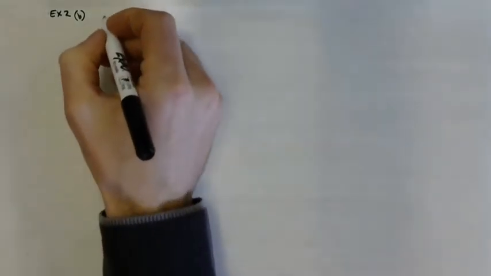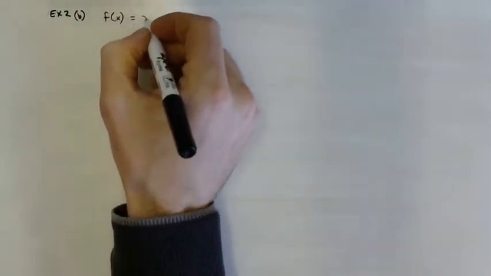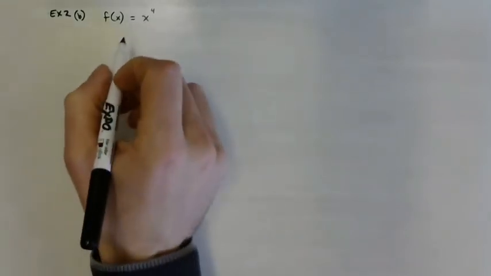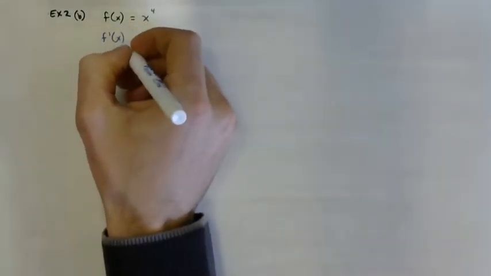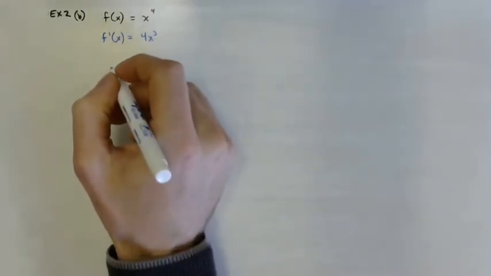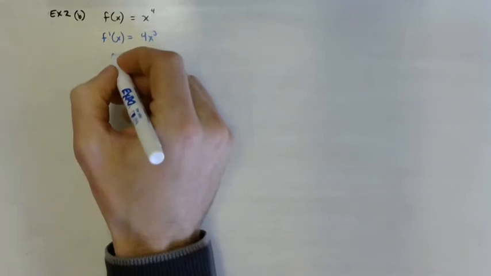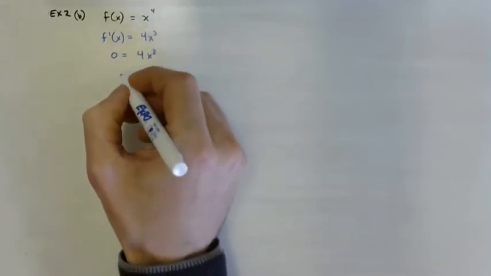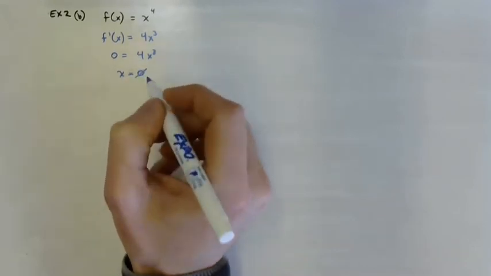In example 2b, again, we're going to classify the critical points. We're given the original function f of x equals x to the power of 4. We're going to follow the same steps, but we're going to find out something a little bit different along the way. So the first step is to determine the critical numbers by taking the first derivative. So the first derivative is 4x to the power of 3. When we set that equal to 0 and solve, the only solution is x equals 0.